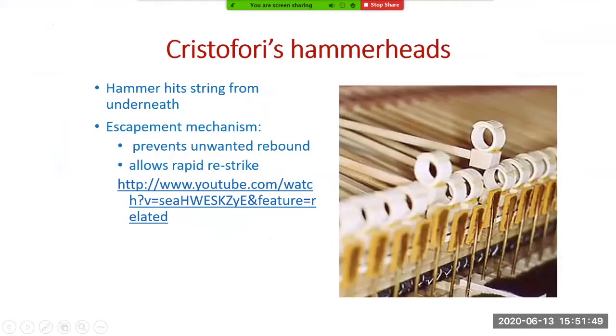His invention was called grave cimbalo col piano e forte, meaning large keyboard instrument with loud and soft. Sorry, that's the wrong slide, my apologies. Here are the hammers that Cristofori built. If you look inside a modern piano, you'll see that the hammerheads are considerably more substantial. Indeed, Cristofori's instrument was simple and plain, built entirely of wood, with no metal frame of any kind, unlike modern pianos.